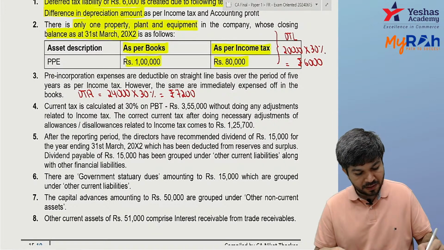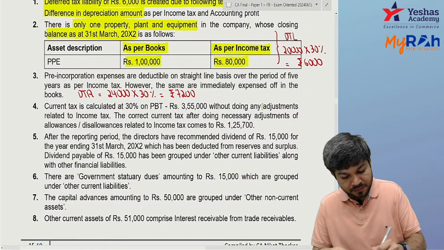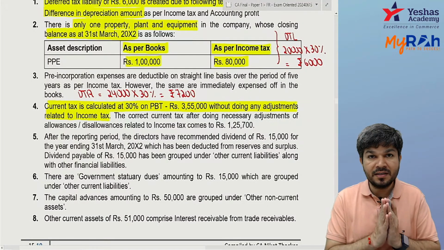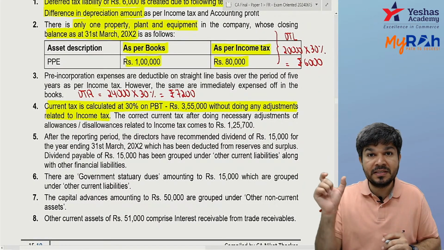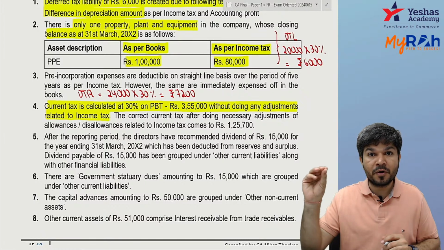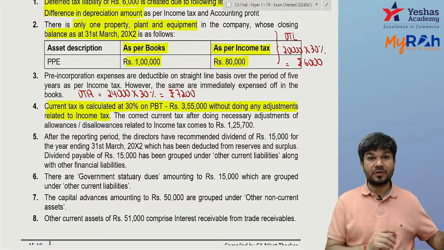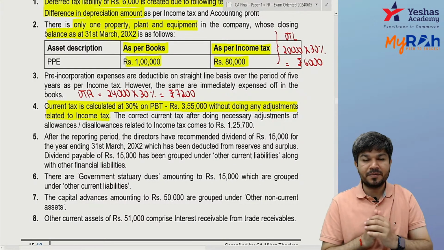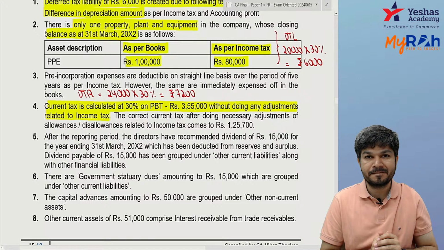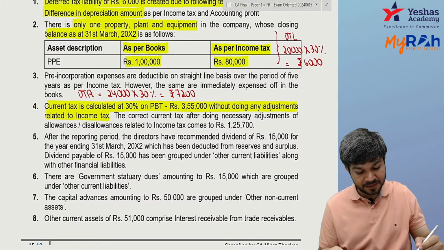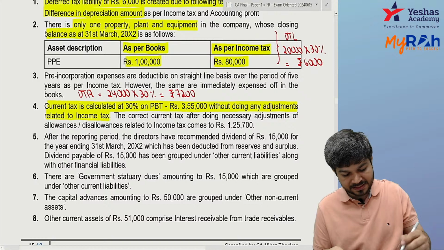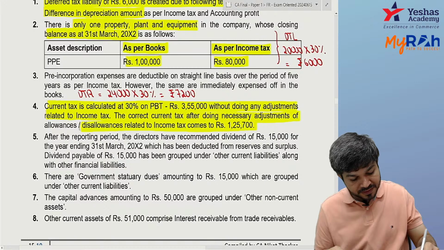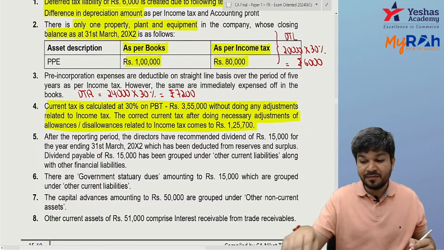Okay, now tax is calculated at 30% of PBT without doing any adjustment related to income tax. My question: should the current tax be 30% of PBT as per books, or 30% of profit as per income tax? Sir, it should be 30% of profit as per income tax. The correct current tax, after doing adjustment of allowance and disallowance of income tax, is coming as 125,700.